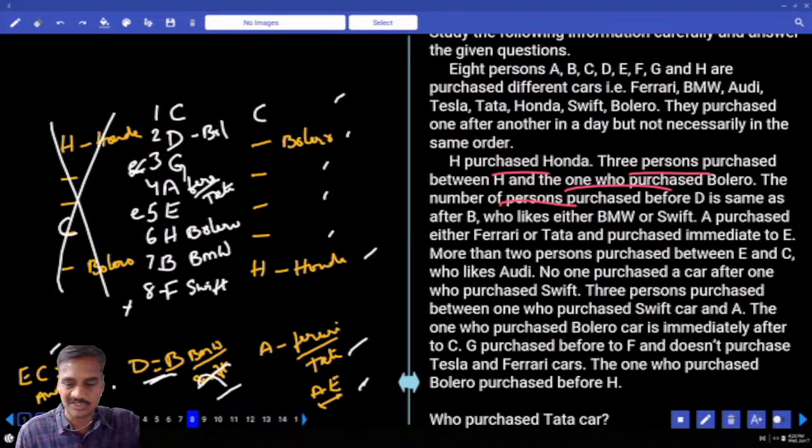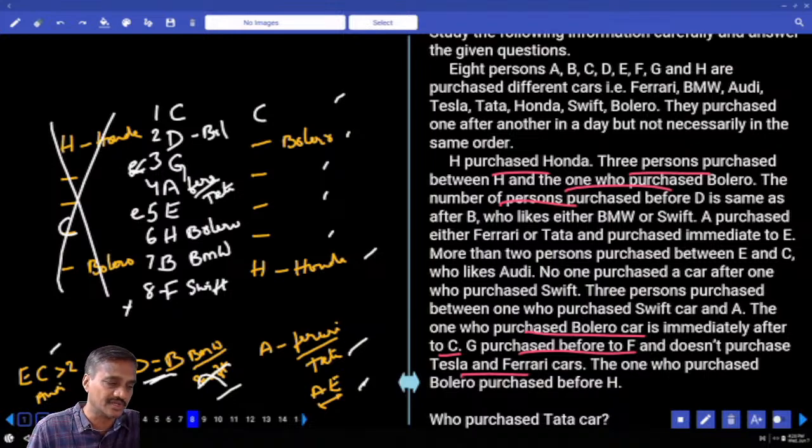Then what is the other thing left over here? The one who purchased Bolero is immediately after C. G does not purchase Tesla or Ferrari. G is neither Tesla nor Ferrari. Then what is left over here? Hence, now C purchased what? C purchased Audi. Audi is here.